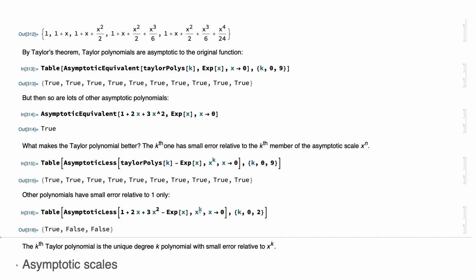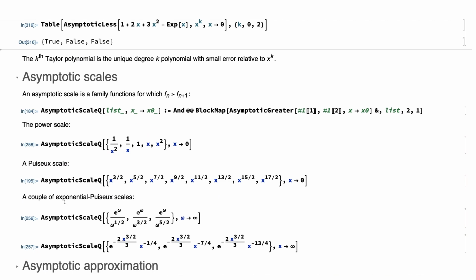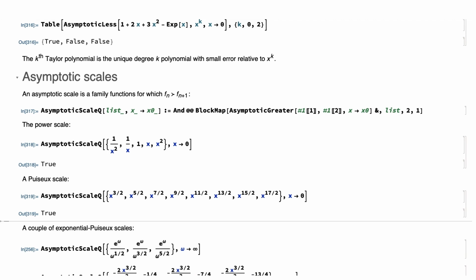Well, to see that, we need to compare the difference in the approximation not with respect to e to the x, but with respect to x to the k. And we see that the error is small with respect to x to the k. If we chose some other polynomial, like 1 plus 2x plus 3x squared, well, it's small with respect to 1, equivalently small with respect to e to the x, but the absolute error is not small with respect to x or x squared. In fact, the linear Taylor polynomial is the unique linear polynomial that has small error relative to x. That's what makes it the best linear approximation.